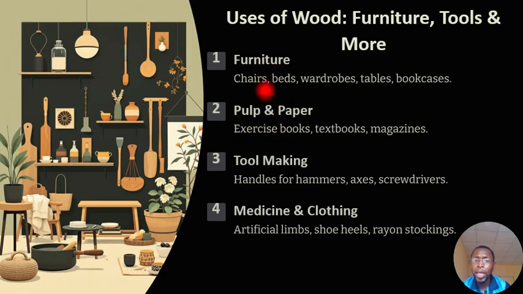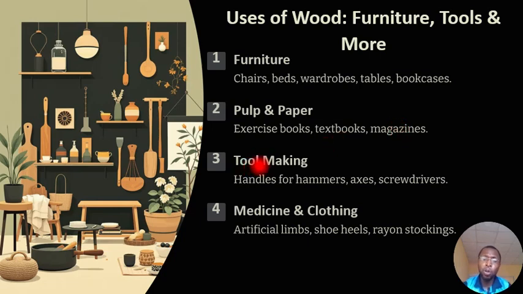Aside from furniture making, we can also use wood for paper. We use wood in making paper and pulp. So the exercise books that we use today in our classrooms, the textbooks that we read, the magazines that we read, the newspapers that we read, they are all made from wood. Wood is very, very important. It's a very, very important material.